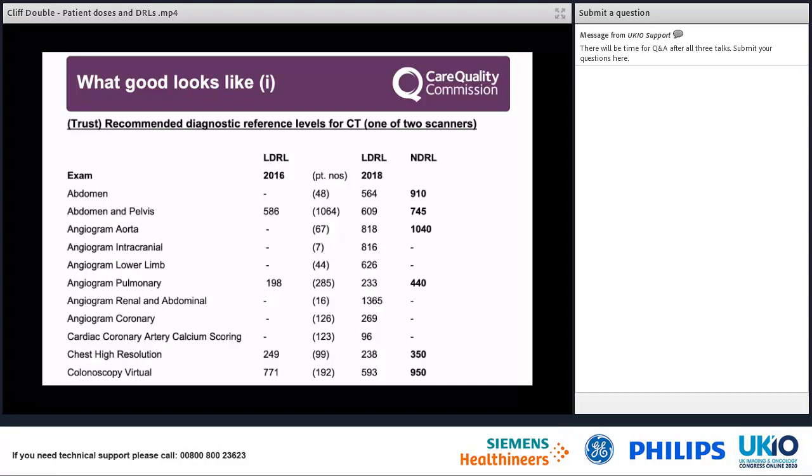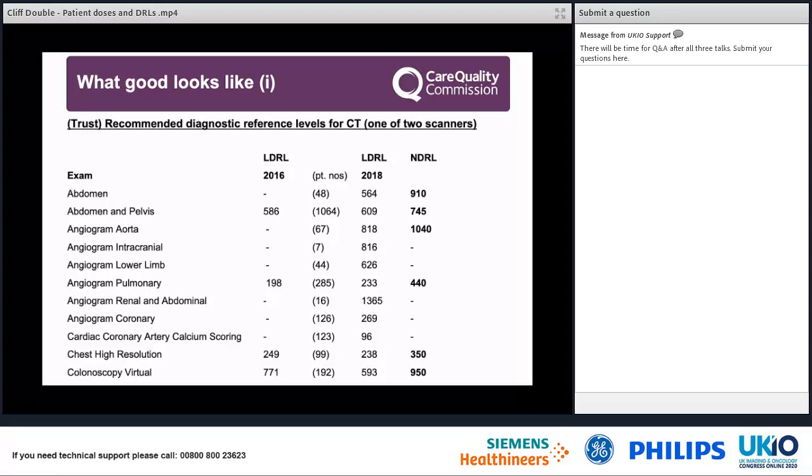And of course, they're comparing with the national DRLs as well, where they can, which again is very good practice and complies with the regulations. But this is just one scanner, not both. And so this is a room-specific DRL.